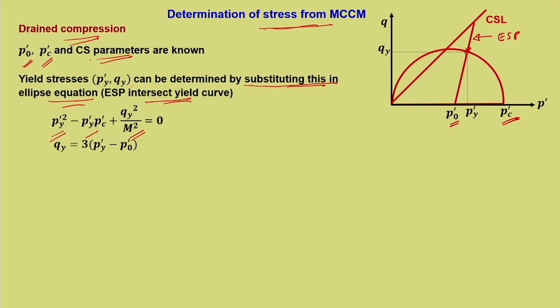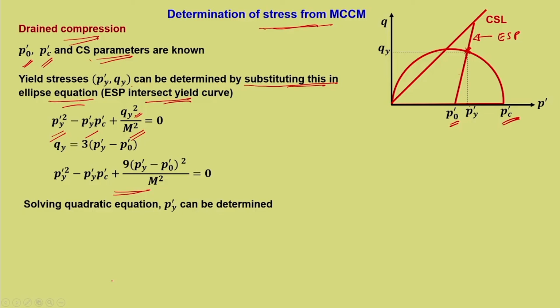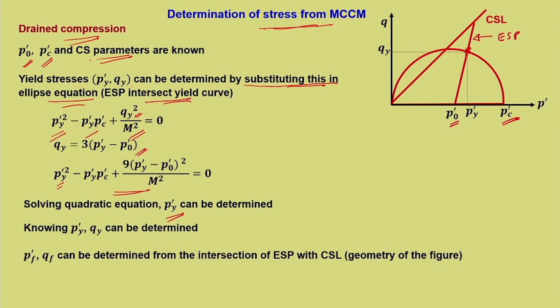From this geometry, we can also write Q_Y is equal to, this is 3, the slope is 3, into (P'_Y minus P'_0). Substituting for Q_Y in this particular equation, we will get P'_Y^2 minus P'_Y P'_C plus 9 (P'_Y minus P'_0)^2 upon M^2. Now, this can be simplified into a quadratic equation in terms of P'_Y. So, solving the quadratic equation, we will get the value of P'_Y, and once we get P'_Y, we can get Q_Y. So, knowing P'_Y, Q_Y can be determined.